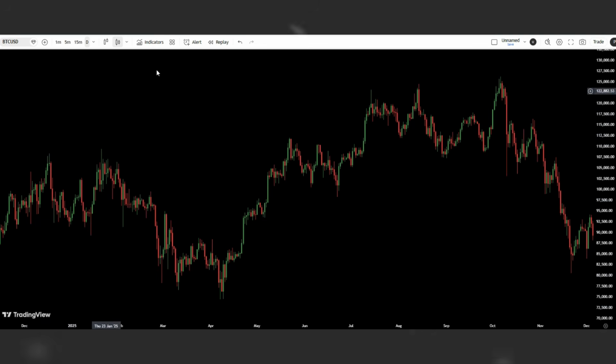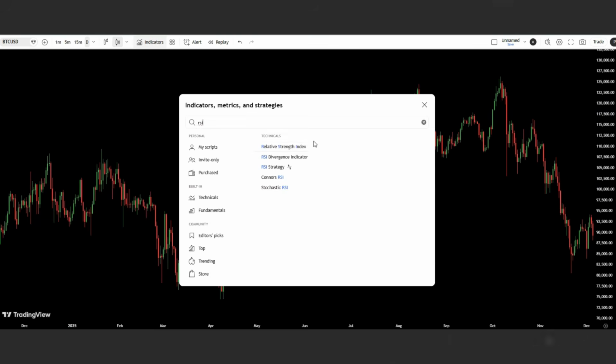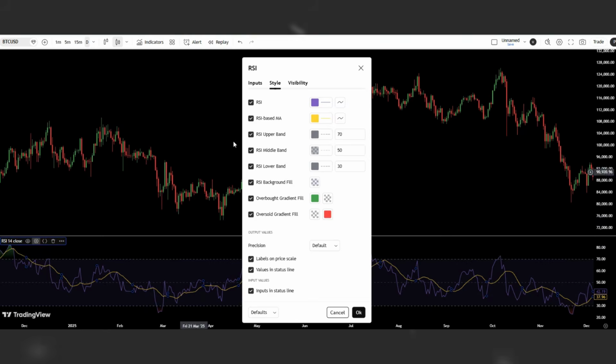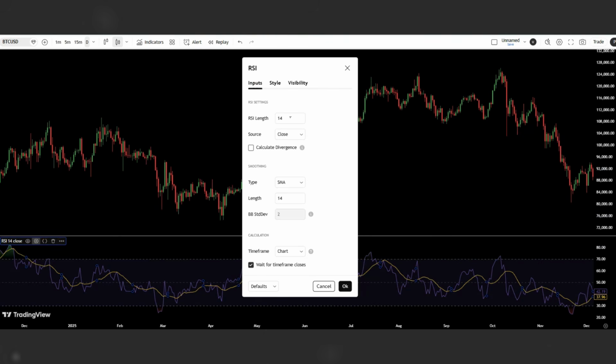Now we bring everything together and prepare the chart step by step. First, go to the Indicators panel and add RSI to your chart. Open the RSI settings. In the Inputs tab, set the RSI length to 14. Then set the smoothing length to 14 as well and choose SMA as the smoothing type.